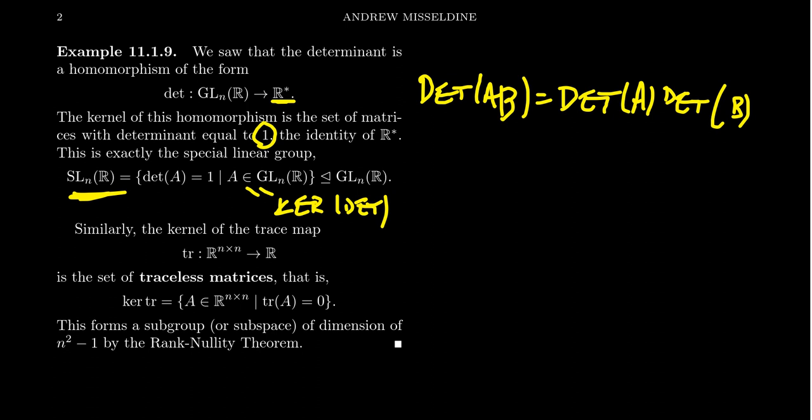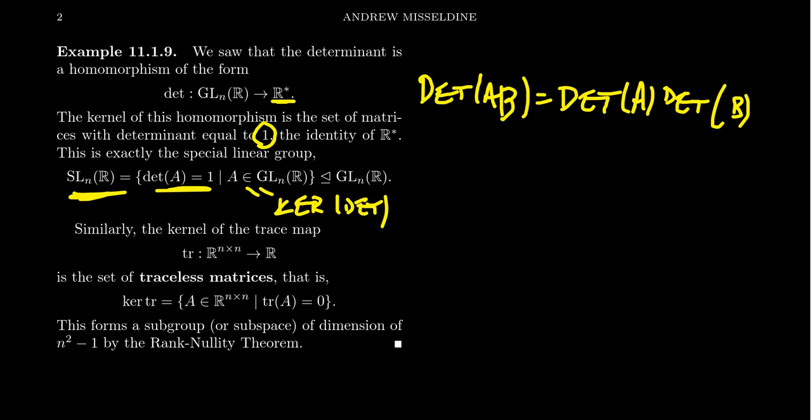But SLn(R), the special linear group, is the set of all n by n matrices whose determinant is equal to 1. And since it's the kernel of the determinant map, this implies that the special linear group is a normal subgroup of the general linear group. Another example we've seen before is the trace map.